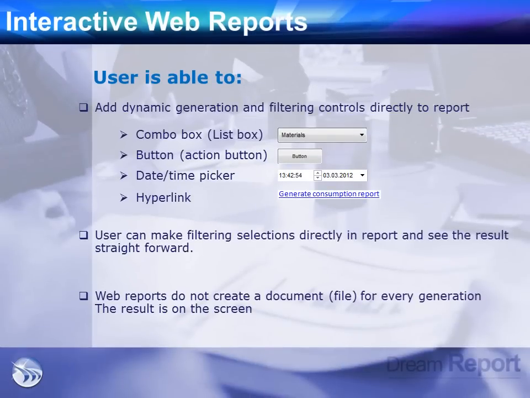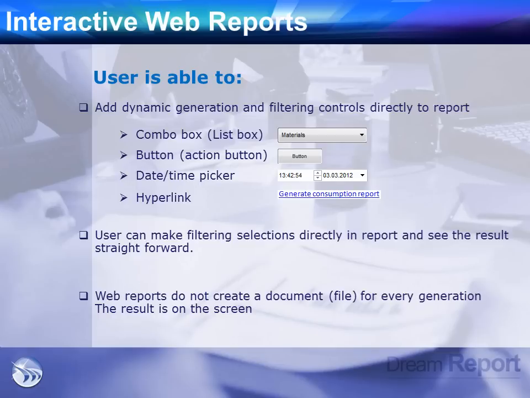Dream Report has a section of web dynamic objects, such as list boxes, push buttons, date and time pickers, hyperlinks. Using those objects, users can easily create and integrate an advanced filtering section directly into the report in a way understandable and native for end users, so that end users can make advanced filtering and get reports according to their selections, or even generate another report using that selection.